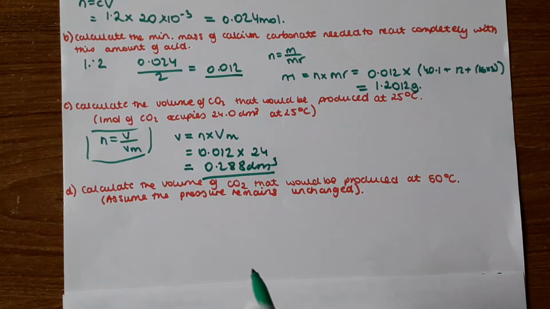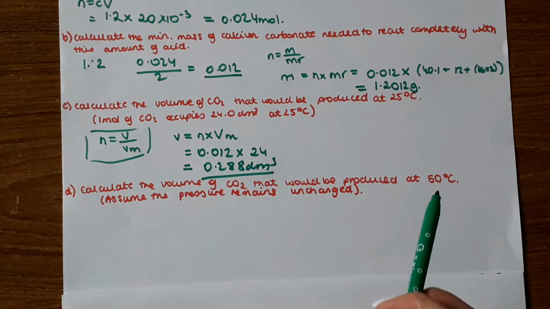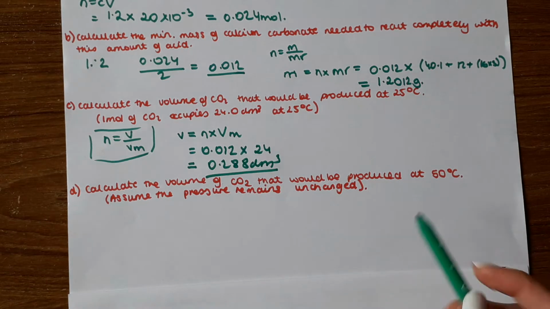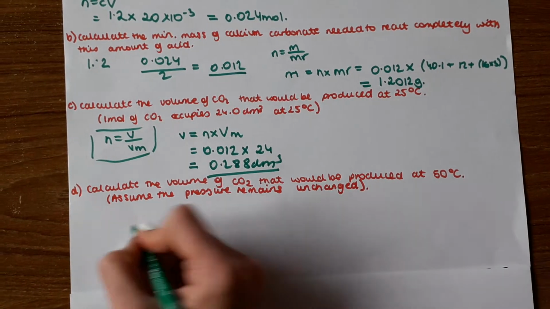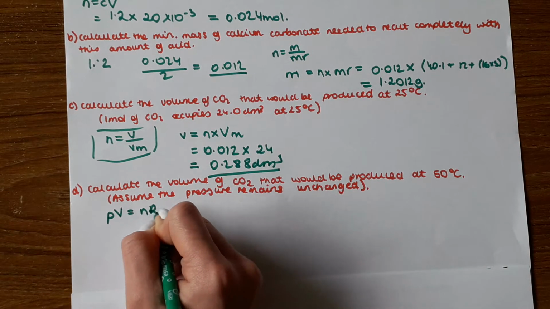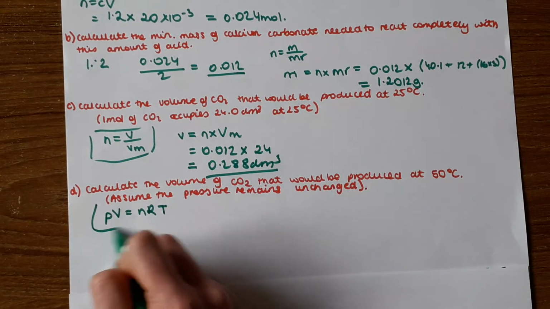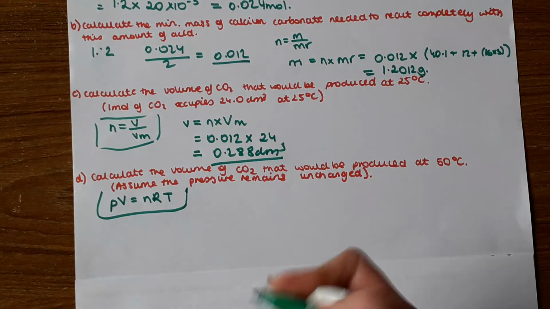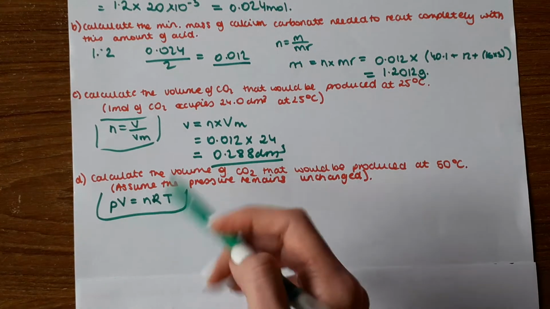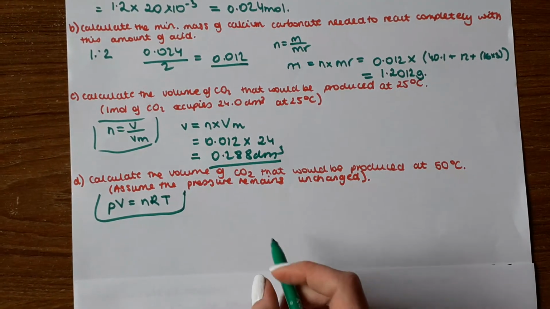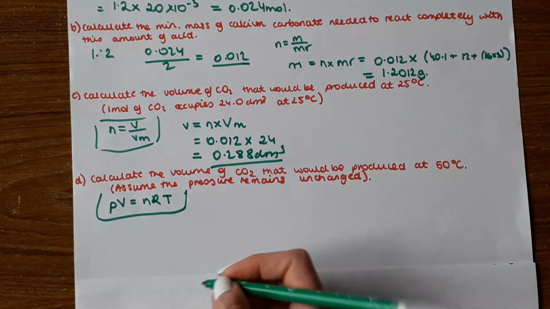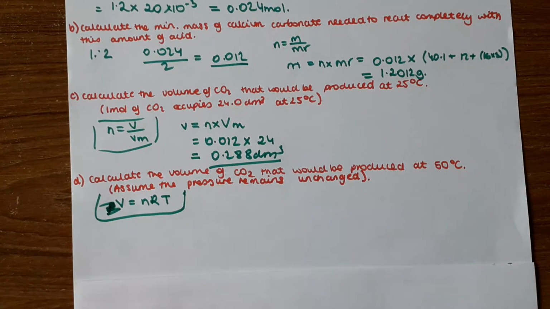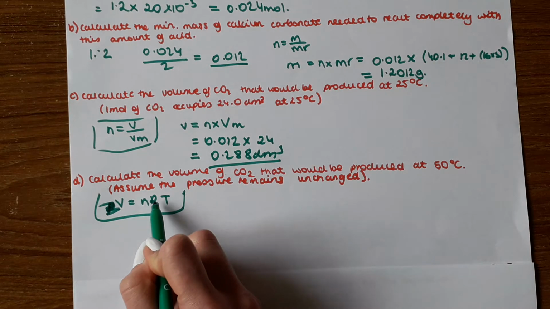Next part, calculate the volume of carbon dioxide that would be produced at 50 degrees, assuming that the pressure remains unchanged. So for this, because carbon dioxide is a gas, we can actually use our ideal gas equation, which is PV equals nRT. This is another equation that you've got to remember. I know there's a lot of remembering, but if you practice these questions a lot and you write these equations a lot, they actually stick in your mind and you don't even realize when they do. So what you said is that pressure remains unchanged. So it's going to be constant, so we can actually cross it out. We also know that R is a constant.